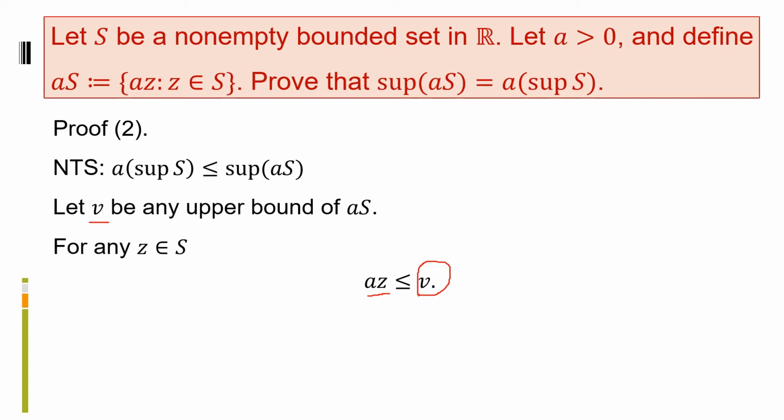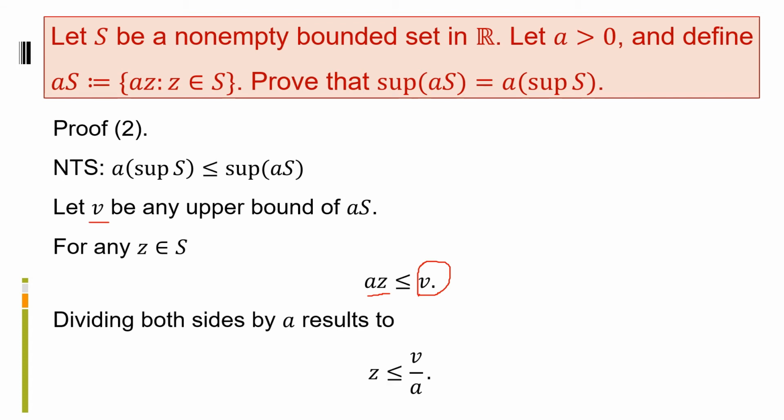Now, if we divide A to both sides, this becomes Z now is less than or equal to V over A. Ano ngayon ang ibig sabihin niyan? If Z is less than or equal to V over A, this means that V over A is an upper bound of S. Tama? Kasi yung S natin dito, bounded siya. So, kung yung Z natin dito ay element ng S natin, at less than or equal to V over A siya, meaning si V over A ay upper bound ng ating set S.